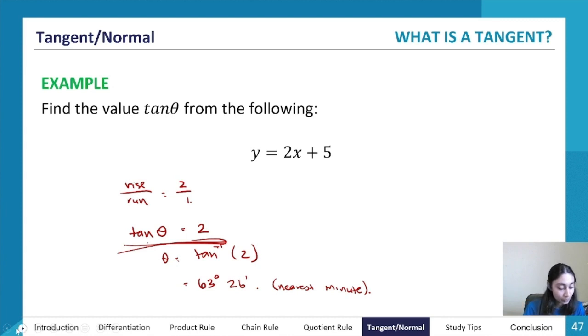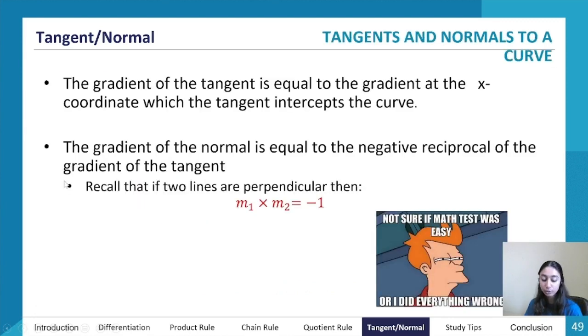Okay. Cools. Now let's go into a little bit more of the definitions of what we've gone through in maybe year 10 for some of you guys. I know some year 10 schools just don't teach everything that they should. But basically, the gradient of the tangent is equal to the gradient at the x coordinate at which the tangent intercepts with the curve. Okay, that's like the definition of the tangent's gradient.